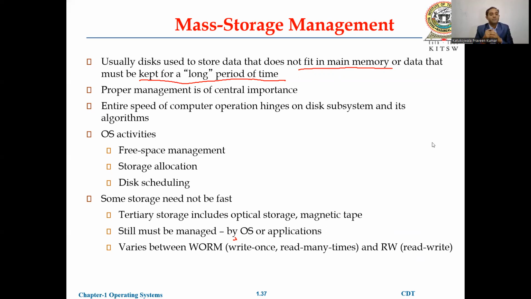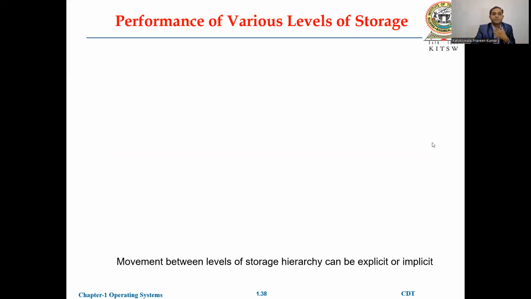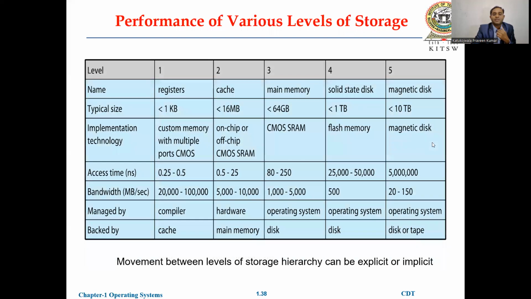Some storage needs to be faster. Tertiary storage includes optical storage and magnetic tape, and still must be managed by the operating system or applications. It varies between write once, read many times, and read-write. So there is a difference. So these are the performance levels.